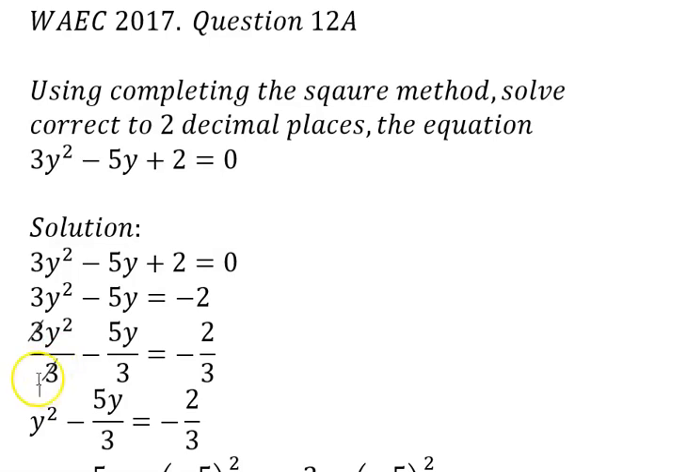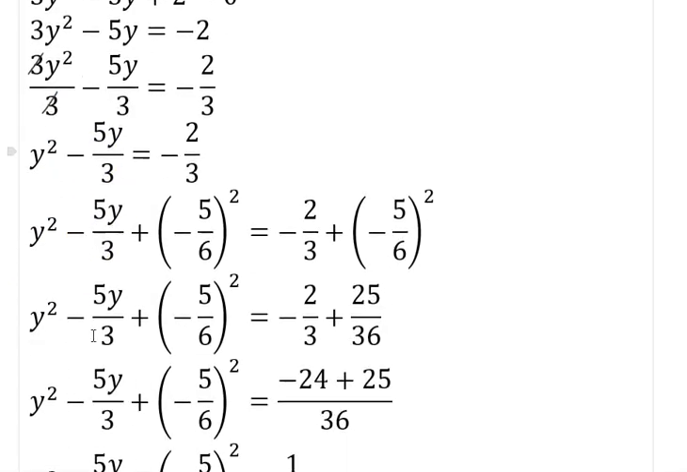So what's the next thing? We now have the coefficient of our y squared to be what? To be 1 already. So we are left with y squared here minus 5y over 3 equals minus 2 over 3. What's the next thing? Now if you recollect, we said anything you have at the middle, look for the half, and square it, then add it to both sides, the left hand side and the right hand side. Let's quickly do that. Now we have minus 5 over 3 at the middle here. Now minus 5 over 3 at the middle, we look for the half.